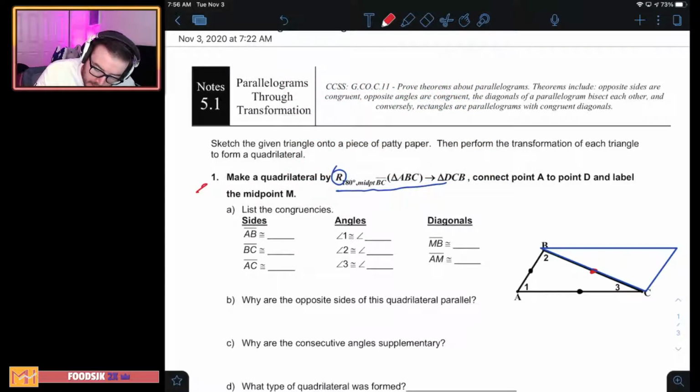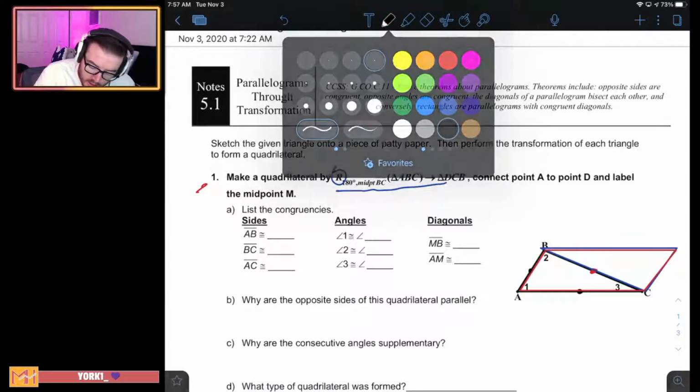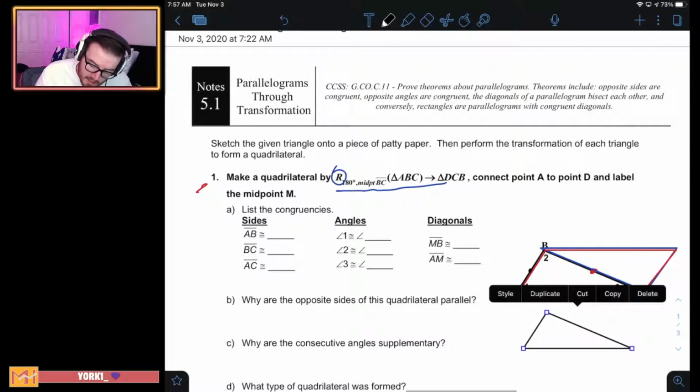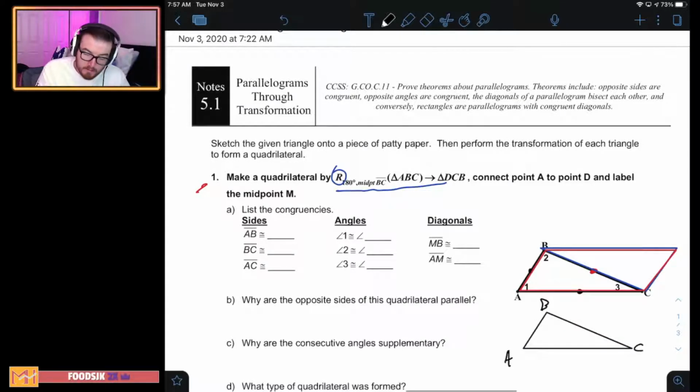It's a quadrilateral, right? A four-sided shape. Of course, it's a quadrilateral. Okay. So when I did the rotation, let's see where everything matched up, right? This is A, this is B, and this is C, right?